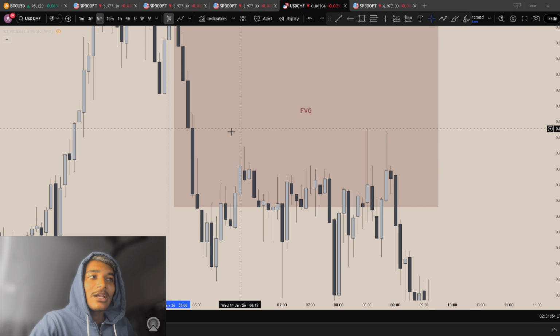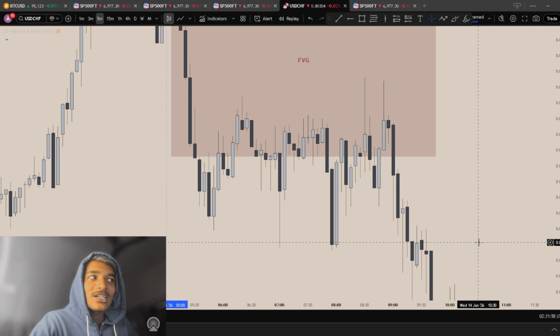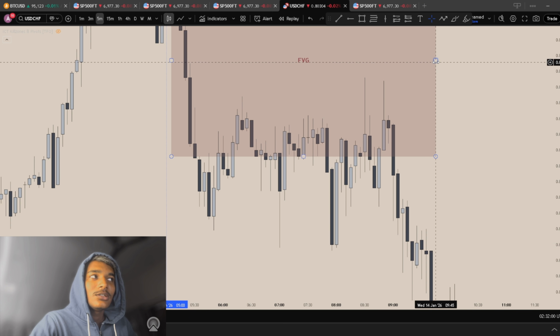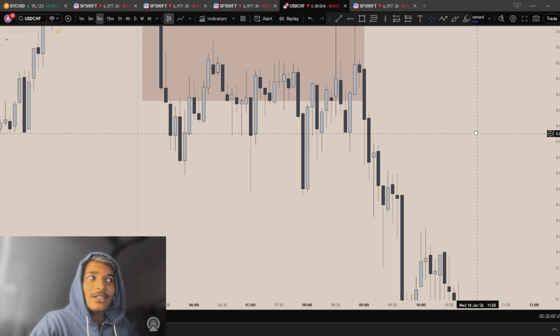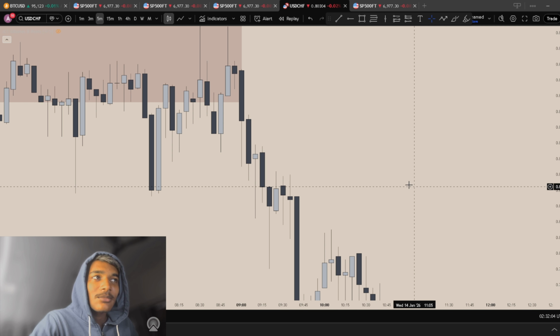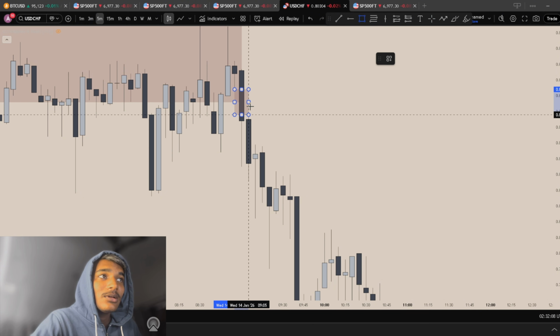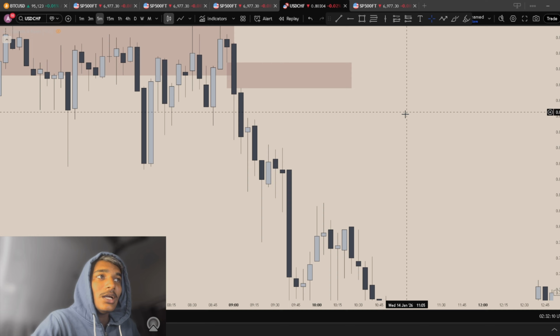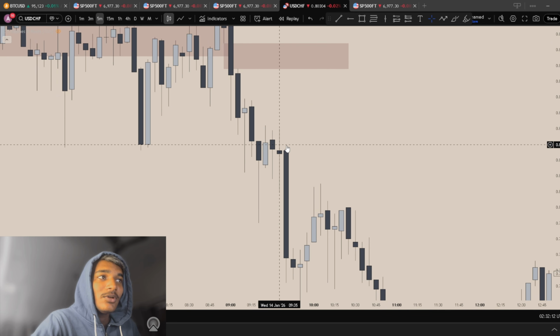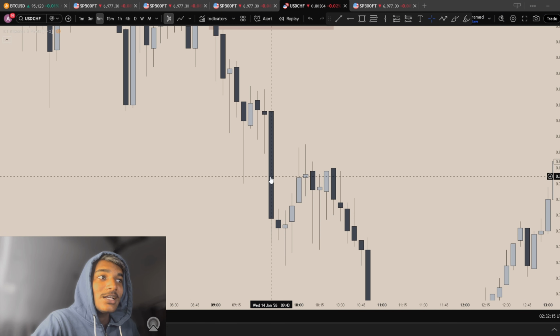Then you can see the market respects it. Okay, the market respects it and starts to move down, so this fair value gap is valid. And as the market starts moving down, it generates this fair value gap, and as we move down, is there any fair value gap? No, yes, here is a fair value gap.